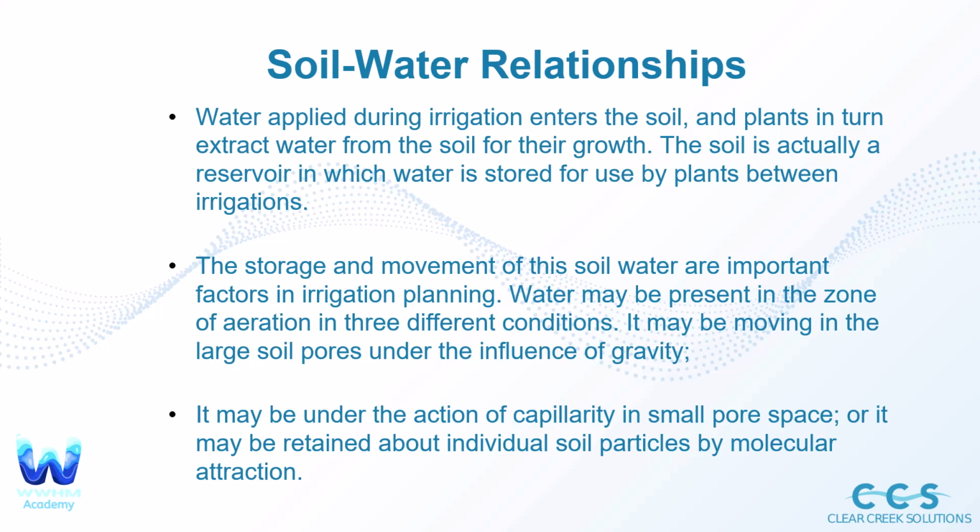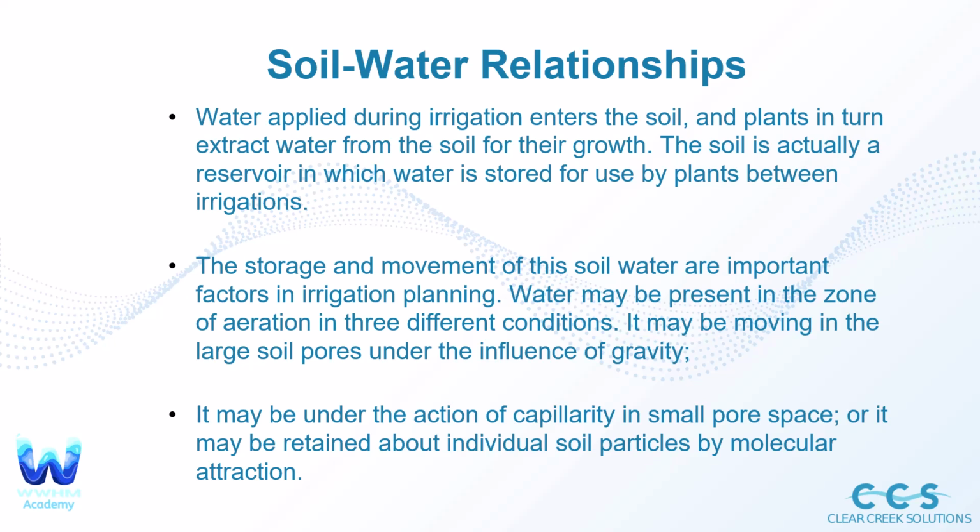The soil is actually a reservoir in which water is stored for use by plants between irrigation. The storage and movement of the soil water are important factors in irrigation planning. Water may be present in the zone of aeration in three different conditions. It may be moving in the large soil pores under the influence of gravity.